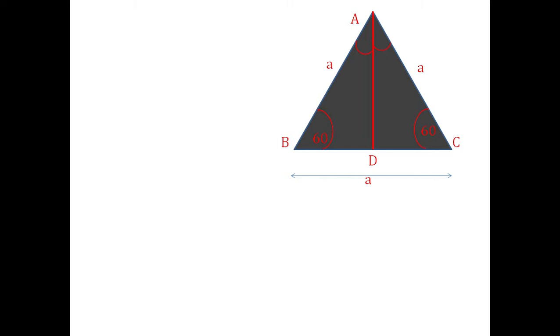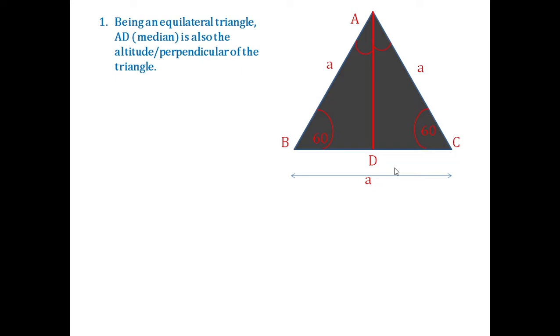Let us consider one equilateral triangle ABC such that the length of each side is a unit. And here we have considered one median AD. So let us understand a few facts about median one by one. Being an equilateral triangle, AD, this median, is also the altitude or the perpendicular of the triangle. Thus, AD will be perpendicular to BC.